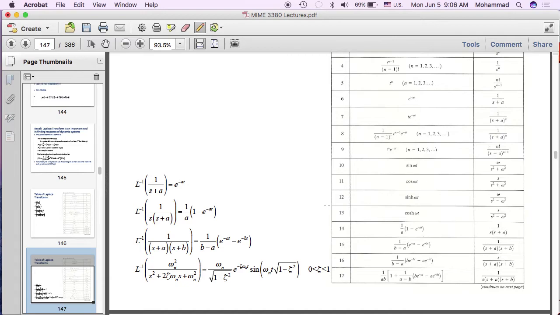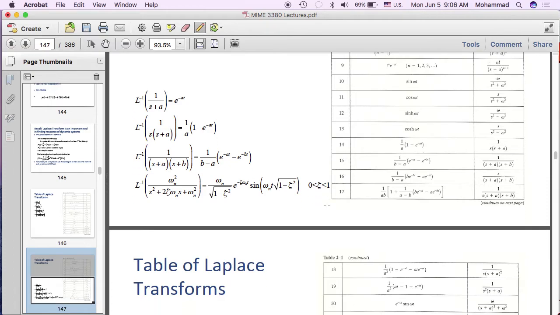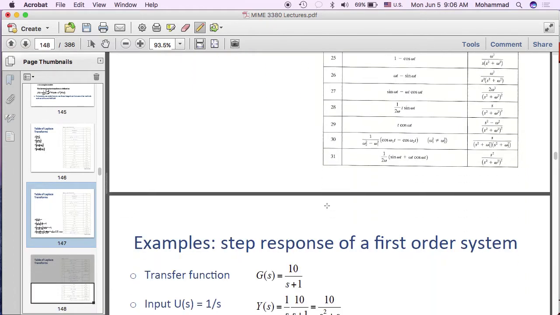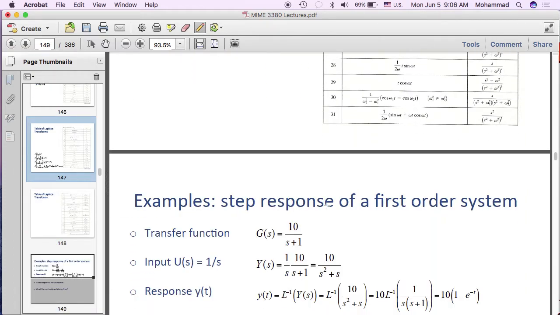Okay. Now that we know there is a time function and there's Laplace, and we can go either from time to Laplace domain or come back from Laplace domain to time domain, let's look at the use of this. The use of this in finding responses. So here it is. Let's look at this example.